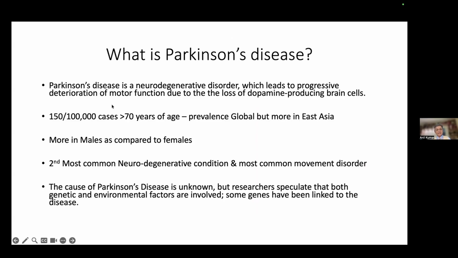So what is Parkinson's disease? As you can see, it is a neurodegenerative condition. It's the second most common after Alzheimer's disease. There is a slight male preponderance. It has a global presence, but is more common in East Asia, mainly China. And we still do not know what is causing it. Different hypotheses are there for why the dopaminergic cells are degenerating. There is some suggestion that this could be genetic, familial, or due to environmental factors, but we do not know exactly what is happening.